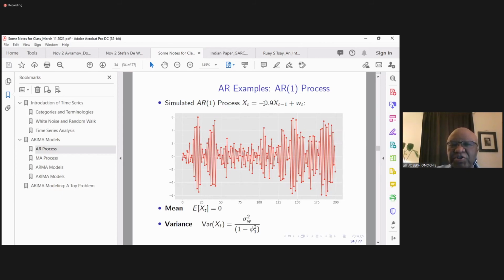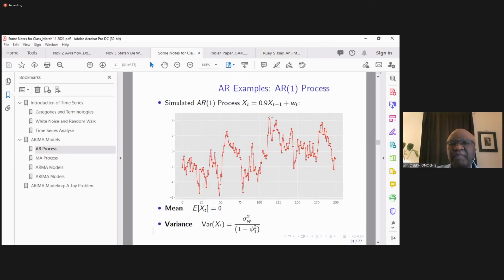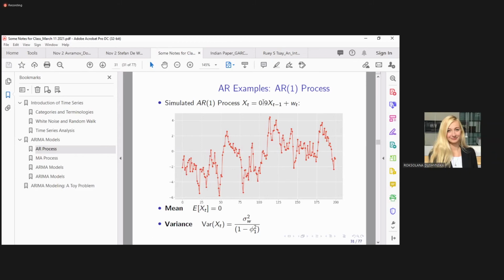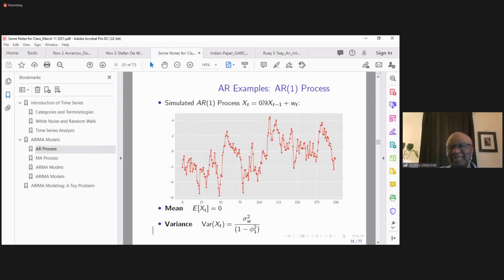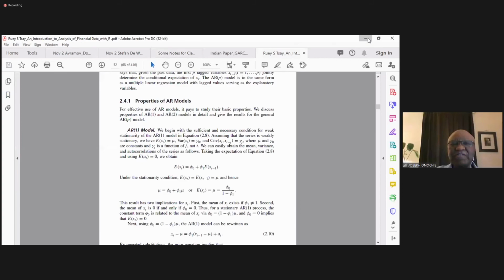I think I also showed you last week another process. Here, you see another one. The phi is equal to plus 0.9 here, which means it's stationary, right? That's great. Okay, so let's go back. Is everybody with me? Please, if you are not with me, just speak up now because I'm moving on to something else and it's going to be quick.